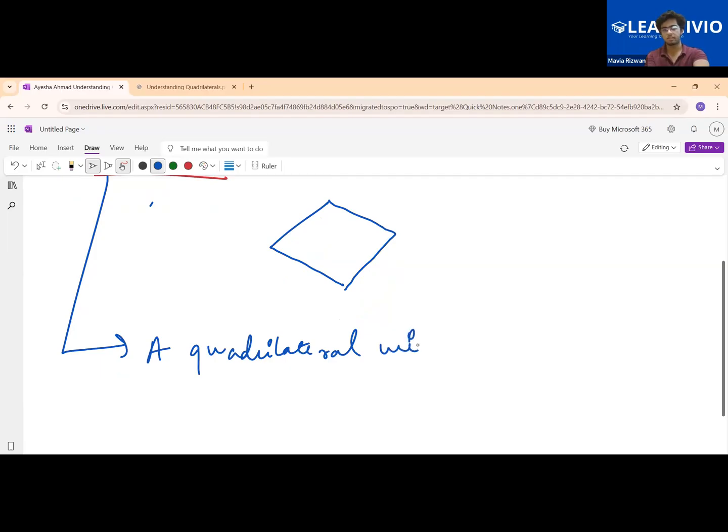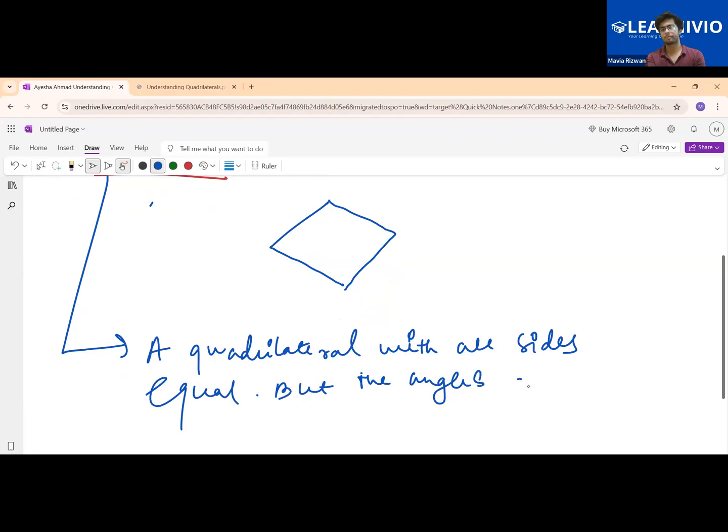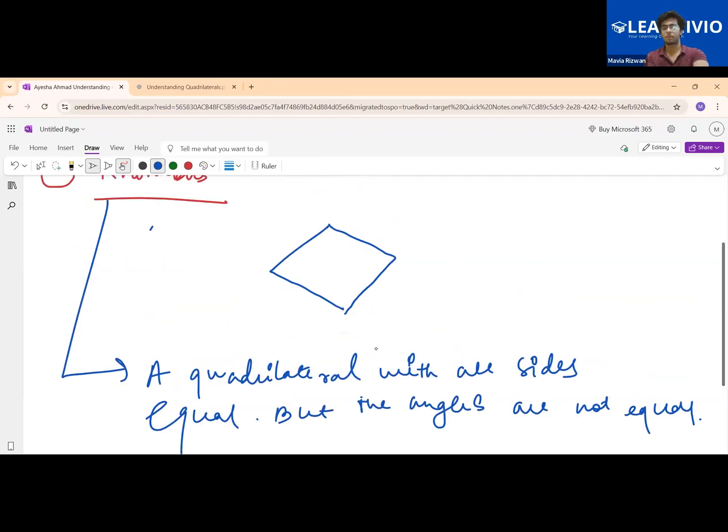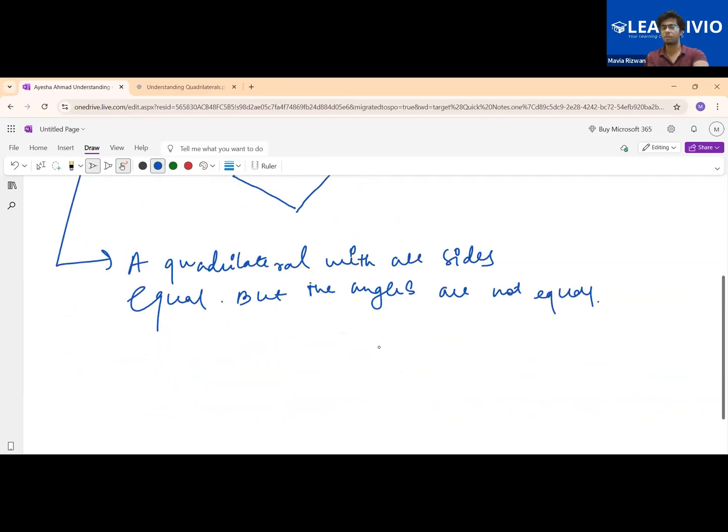A quadrilateral with all sides equal, but the angles are not equal. But it is a parallelogram, so it would carry all the properties of a parallelogram. That means opposite sides are equal and parallel, opposite angles are equal, and adjacent angles are supplementary. Okay, Aisha? So a rhombus is a quadrilateral with all the sides equal, but the angles are not equal.